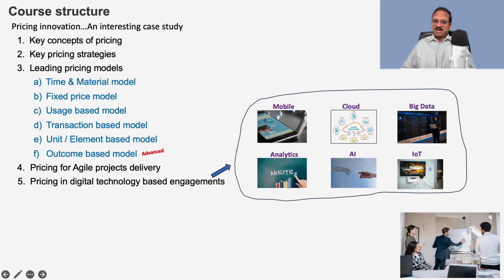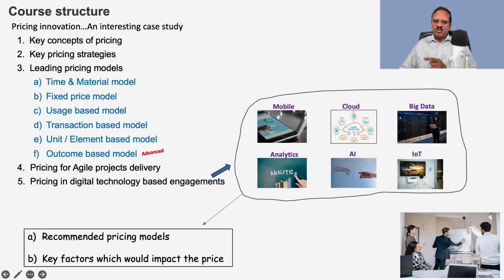Section 5, pricing in digital technology based engagements. This is another very, very important section. After section 3, section 5 is another big section. So in this section, we'll talk about all these leading digital technologies. For each digital technology, we'll get into what the recommended pricing models are. Suppose I have a mobile engagement for your customer, which are the recommended pricing models? Why? Right? And we'll talk about the key factors which would impact the price.